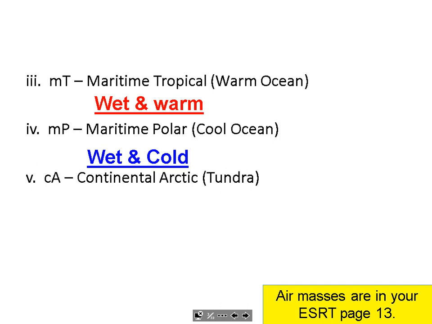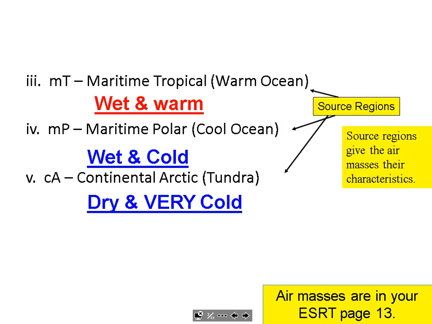And then our continental Arctic air masses form in the tundras, so those are very high latitudes. These are going to be dry and very cold. We typically don't feel too much of the continental Arctic. Maybe every once in a while that polar vortex dips down from Canada, that might be what we're feeling, but usually we're pretty happy with just getting the continental polar air mass. So again, those are your source regions. Source regions give the air masses their characteristics.